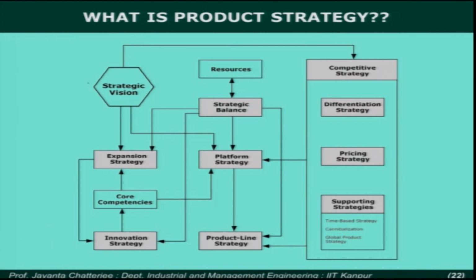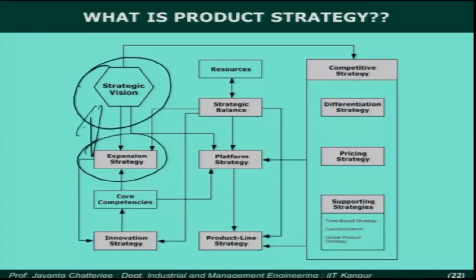So, as you see here, we have strategic vision. This is the place where we start. The strategic vision tells us what kind of expansion we need, whether we need more volume, whether we need more profit, whether we need more geography coverage, whether we need more high spending customers. All those issues can be covered between the strategic vision and where this expansion strategy is created.